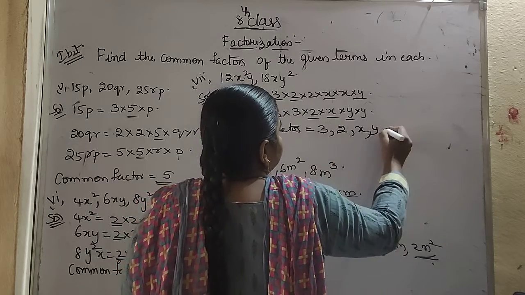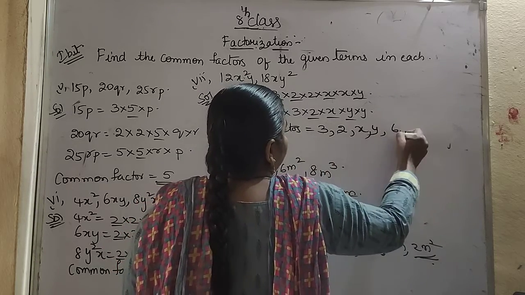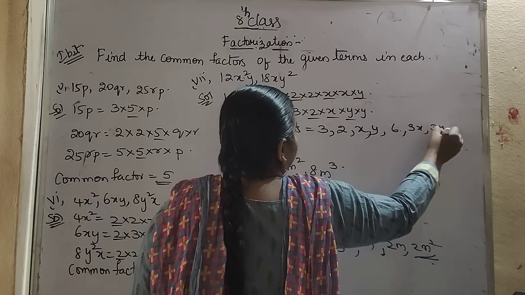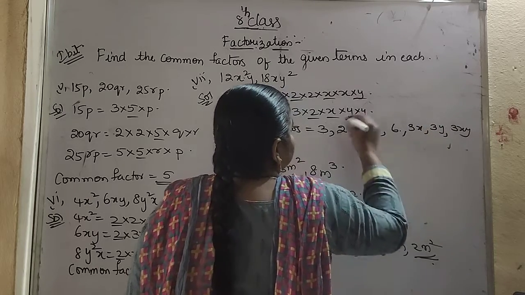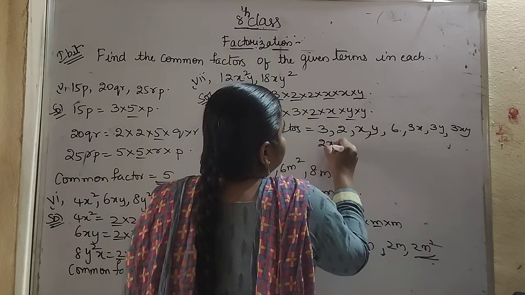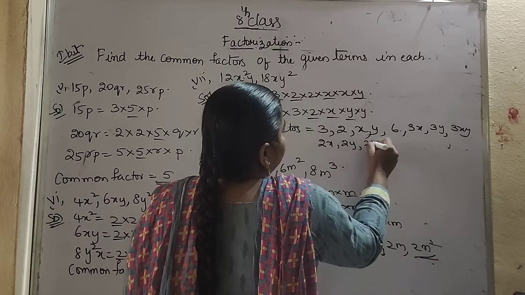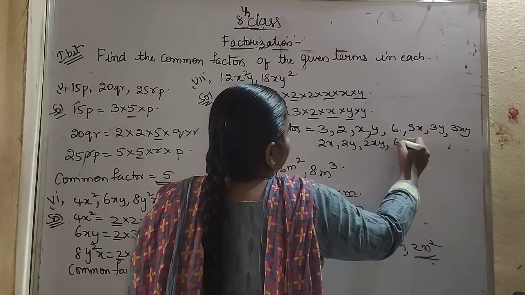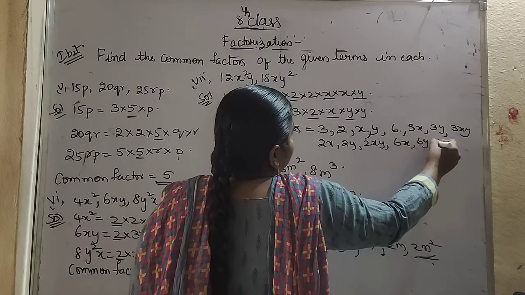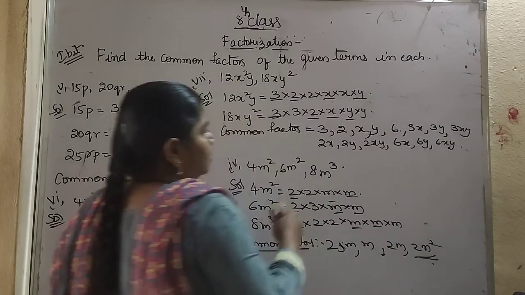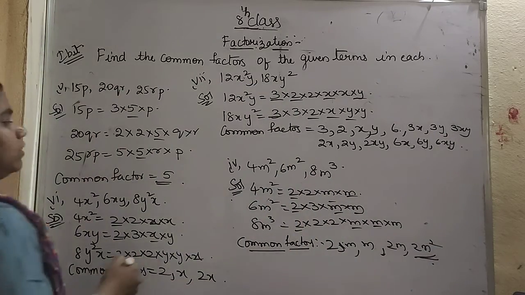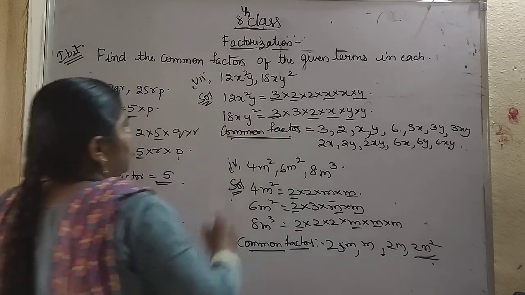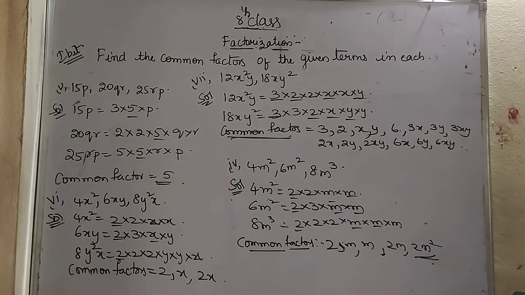So 2 times 3 is 6, you will get 6 also. You will get 3x, 3y, 3xy. In the same way, 2x, 2y, 2xy, and also you will get 6x, 6y, 6xy. So these are the common factors for the seventh question. So this is our first bit.